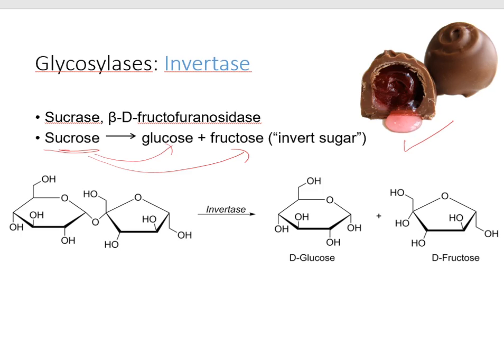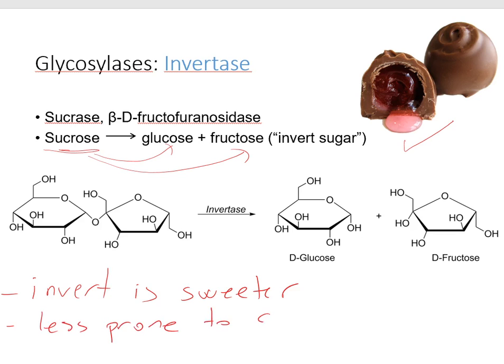So why invert sugar is wanted? Because invert sugar is sweeter, it will be less prone to crystallization, and also has lower water activity at the same concentration.